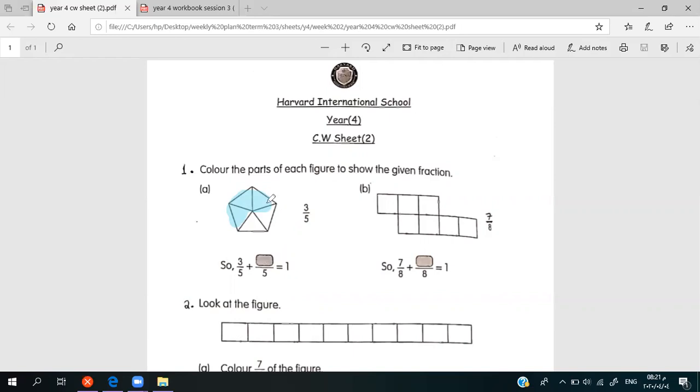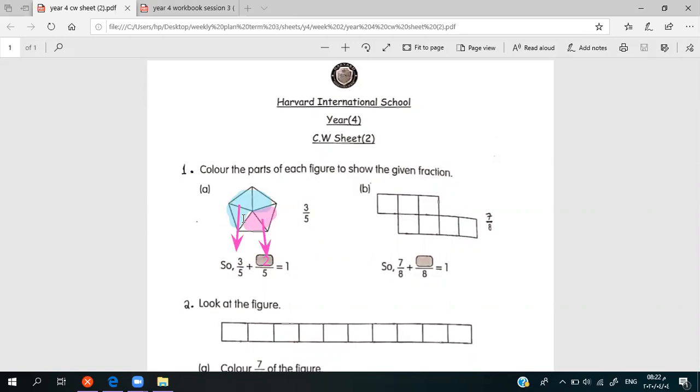What do you think? Now I have the shaded 3 from the 5. He wants me to complete with another fraction to make a whole one. How much is left? There are 2 parts left, right? 2 parts from the 5 parts. So when I made the 3 parts from the 5 parts, plus the 2 parts from the 5 parts, now, is it a whole one? Yes. Why? Because like this, it's all shaded. I hope you got the idea.